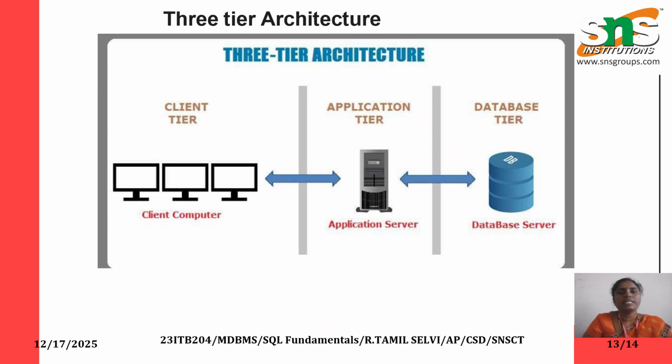Next one is three-tier architecture. Basically, we divide the things into three: presentation layer, application layer, and database layer. In the presentation layer, we carry out user interface related activities. And in the application layer, we can carry out activities like business logic. And in the third part, that is the database layer, we can carry out data storage related activities.